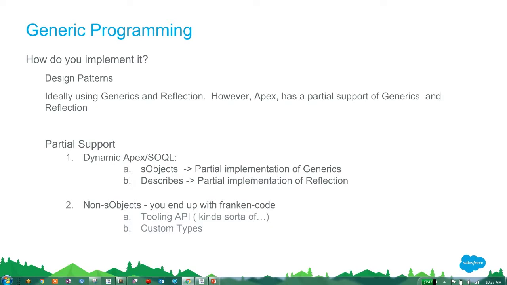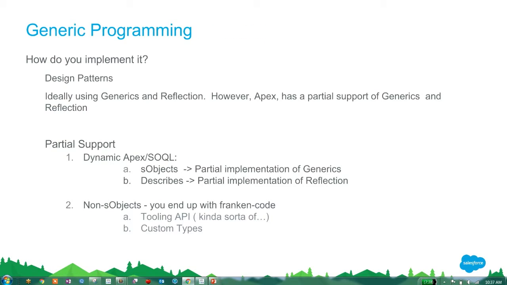Ideally, once you've identified the design pattern that you want to implement, maybe you're doing something involving generics and reflection. However, unfortunately, Apex only has partial support for generics and reflection. Maybe in 2099 they will, but until then, this is the world that we live in. So what do I mean by partial support?